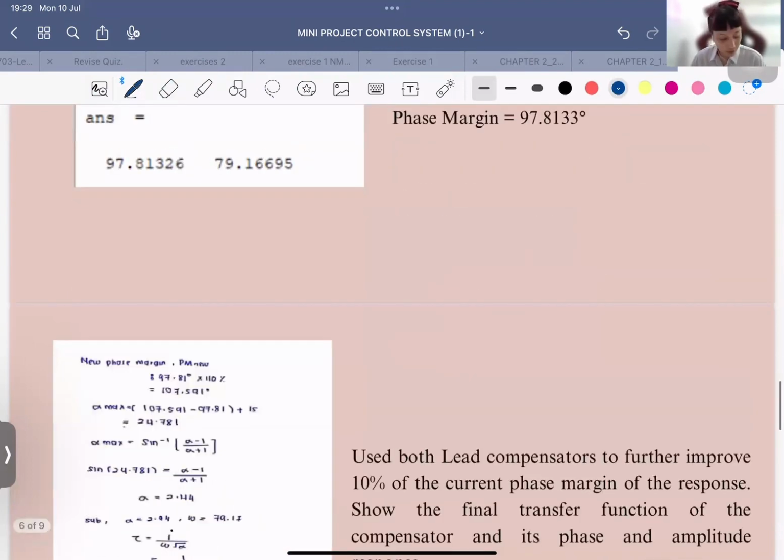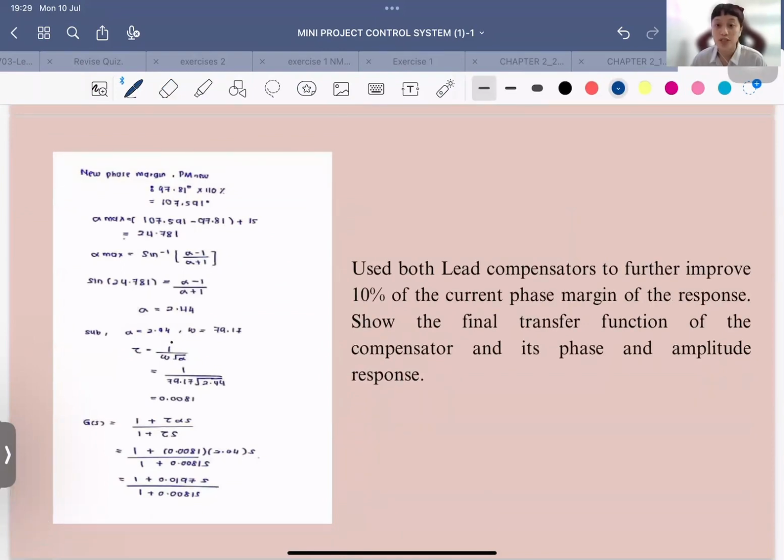So next, for the next question, we need to use the lead compensator to further improve 10% of the current phase margin of the response. So we have calculated manually at first. To find the new phase margin, we have to take the old phase margin and times it 110%. So we obtain 107.519 degree. To find the alpha max, we have to take the old phase margin minus the new phase margin and plus 15.